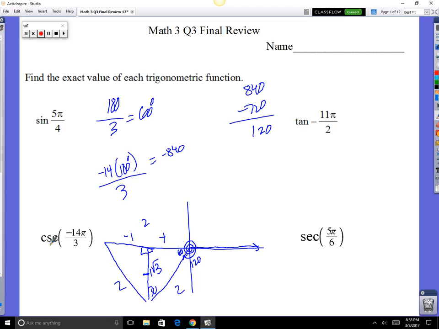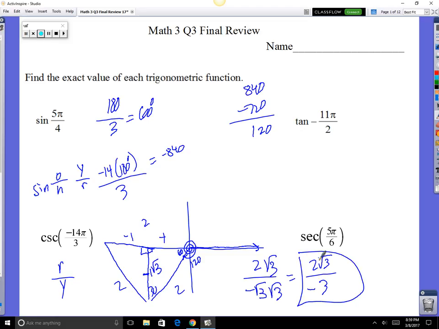Okay, now cosecant is married to sine, and sine is opposite over hypotenuse, or even better, y over r. So for cosecant, we're going to reciprocal. We're going to flip it upside down, so we're going to go r on top and y on bottom. So r is the radius, and the radius is 2. And on bottom, the y piece, the vertical one, is negative square root 3. Times the bottom by square root 3 and the top by square root 3, and we should have 2 square roots of 3 over a negative 3.